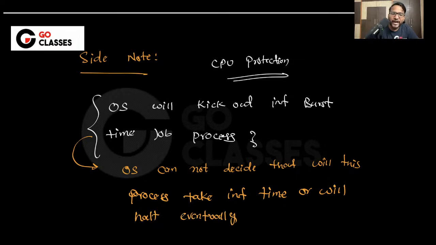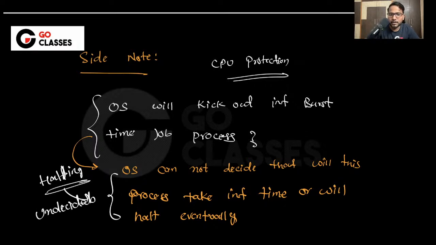This is the very popular halting problem, isn't it? How can the OS decide that it will halt eventually? It is the very popular halting problem, which is undecidable. Since it is undecidable, the OS cannot decide on this. In all cases, you cannot rely on the OS, basically.